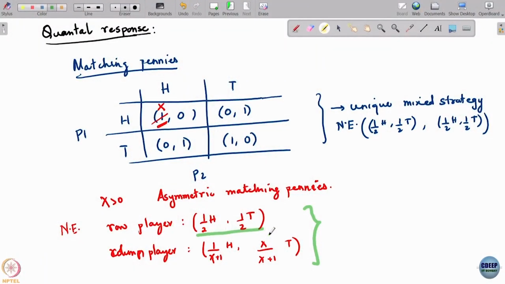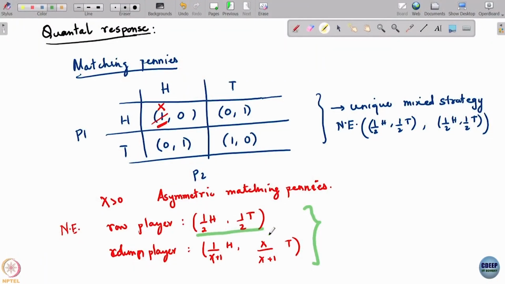So, the row player strategy, half heads and half tails, is independent of the value of x itself. You can make x extremely large. If you look at this payoff matrix, you might think that the row player would get more inclined towards playing heads as x gets larger and larger. And behaviorally, that is exactly what people have found. When x is larger, there is a tendency to play heads more for the row player. On the other hand, as x gets larger and larger, it is the column player's strategy that is changing, and the column player starts drifting more towards playing tails.